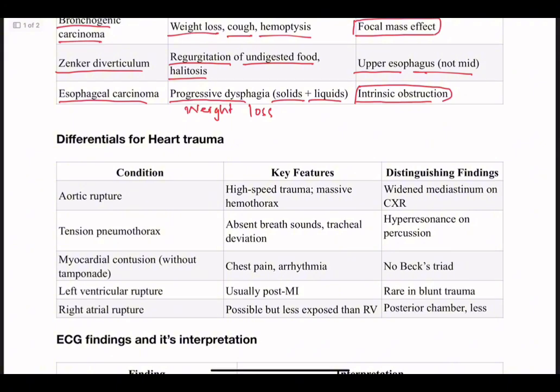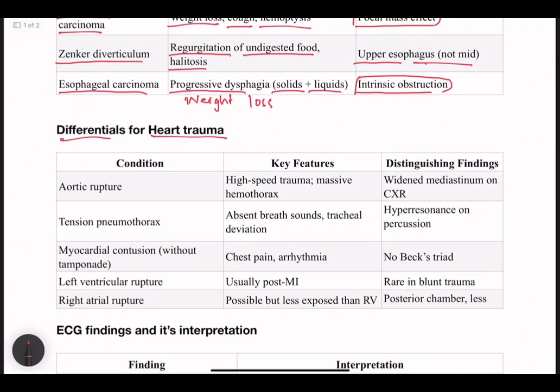Let's review some differentials for heart trauma. In heart trauma we can have aortic rupture. The key features for aortic rupture are high speed motor trauma, and we would have massive hemothorax on FAST scan. On chest x-ray we would have widened mediastinum. Another complication of heart trauma is tension pneumothorax. In tension pneumothorax we have absent breath sounds and tracheal deviation. On percussion we would have hyperresonant lungs.